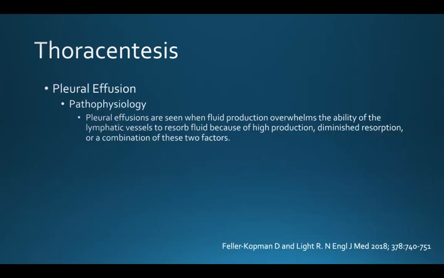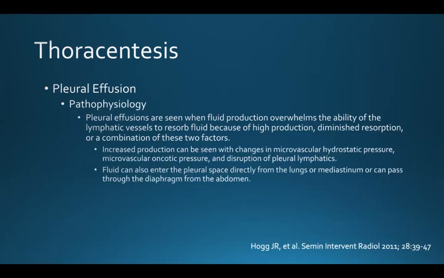Well, pleural effusions are seen when fluid production overwhelms the ability of the lymphatic vessels to reabsorb fluid because of either high production, diminished resorption, or a combination of these two factors. Increased production can be seen with changes in microvascular hydrostatic pressure, microvascular oncotic pressure, and disruption of pleural lymphatics. Fluid can also enter the pleural space directly from the lungs or mediastinum, or can pass through the diaphragm from the abdomen.